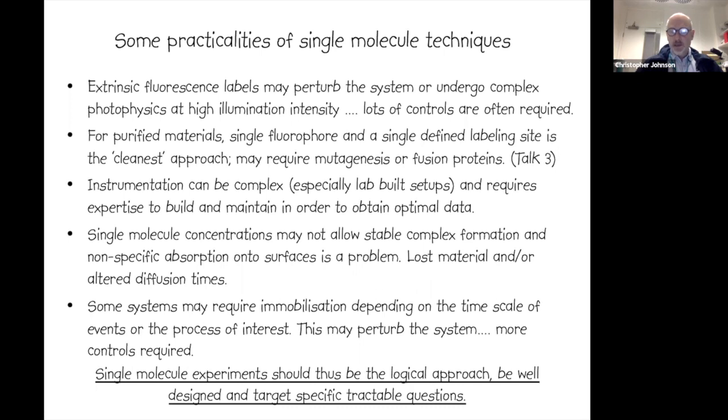Another issue to consider is that, particularly where you wish to observe systems for longer periods of time, you may require to immobilize your system. This again may perturb the system, so you're going to need more controls to make sure that that's not a problem. So the underlying message of all of these practical difficulties, which one weighs against the advantages of the techniques, is that single molecule approaches must be a logical approach to answer a specific question, and be aimed at answering that tractable question in a useful way for your research.